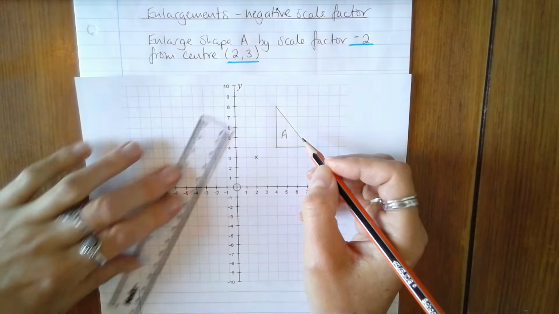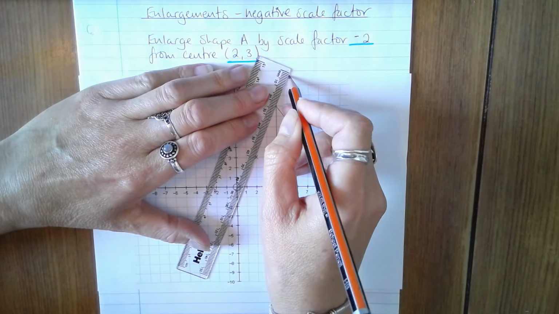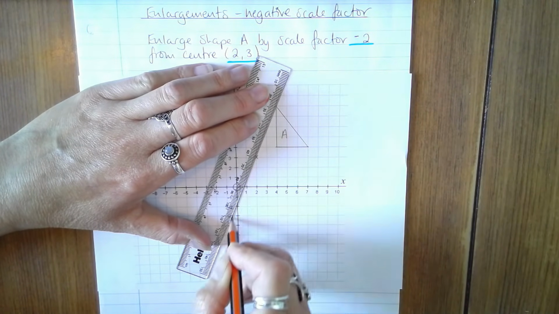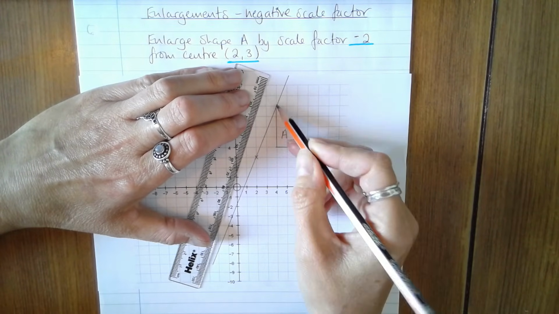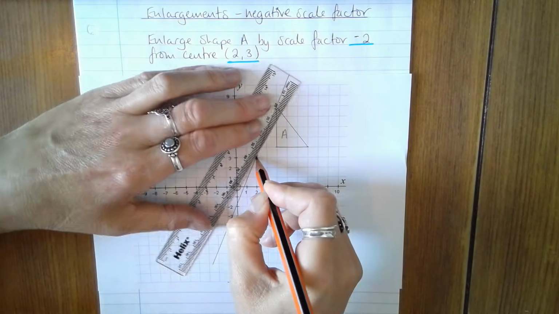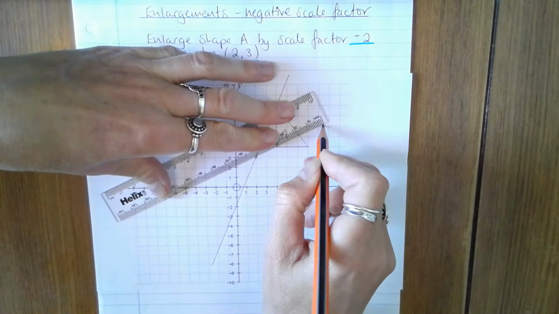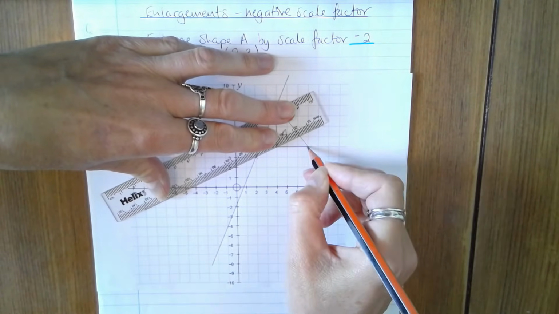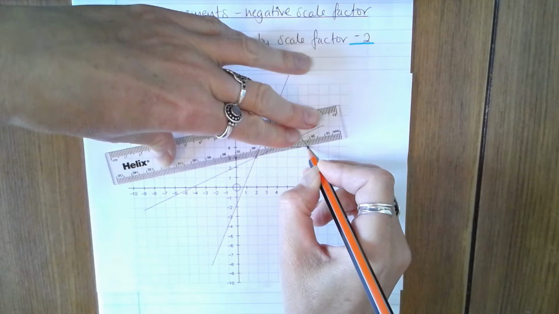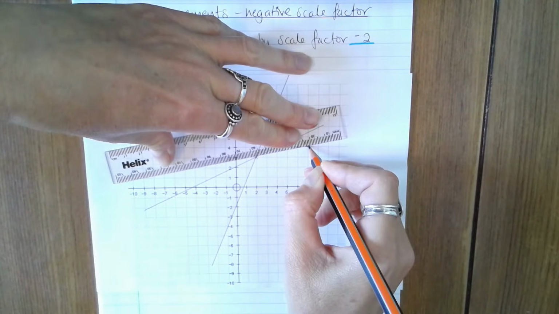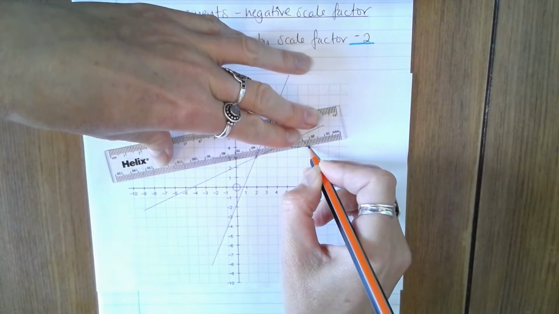To help me, I'm going to draw guidelines through the vertices and the centre. And so you can see that that line goes through that vertex and through the centre. I'm going to do another one here. And take care when placing your ruler. And then here. I'm really taking care to place my ruler correctly now.